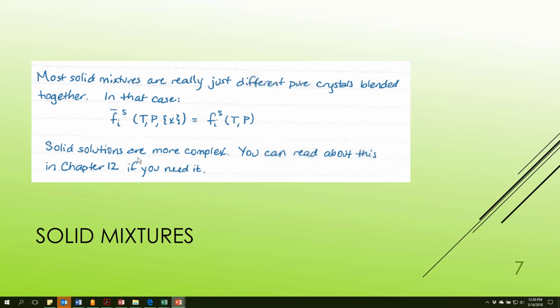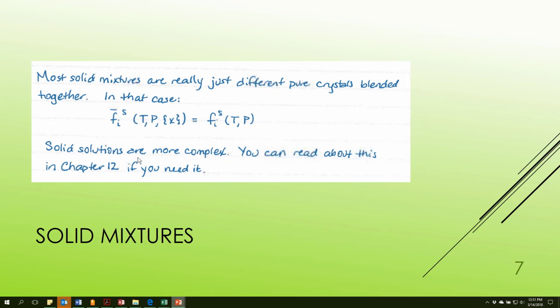Finally, let's look briefly at solids. Most solid mixtures are really just different pure crystals that are kind of blended together. They may be in some sort of crystalline form. In fact, just this week, someone announced a discovery of ice 7 locked into a diamond crystal structure. But they're very separate materials. In that case, I can estimate the fugacity of the solid for that species in a mixture as just the pure fugacity for that solid.